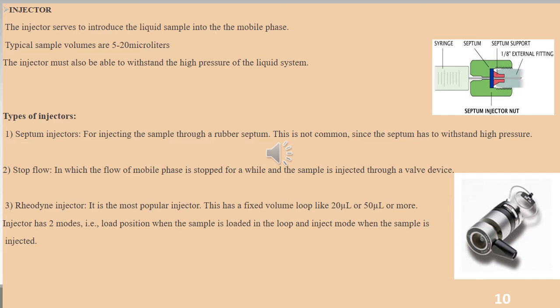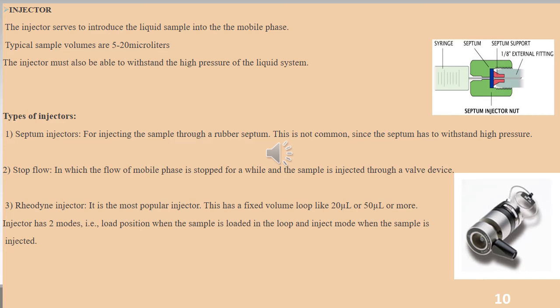Coming to the types of injector, there are three types: septum injector, stop flow injector, and Rheodyne injector. Septum injector is for injecting the sample through a rubber septum. This is not in common use since the septum has to withstand high pressure. Stop flow: in stop flow, the flow of mobile phase is stopped for a while and then the sample is injected through the valve device.